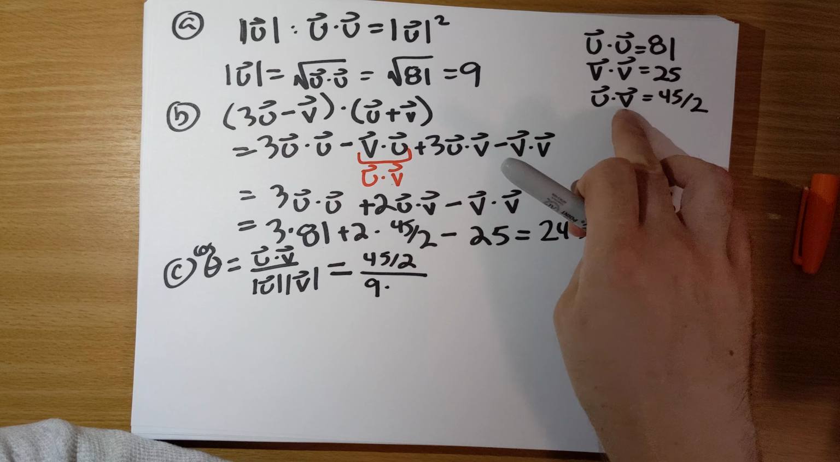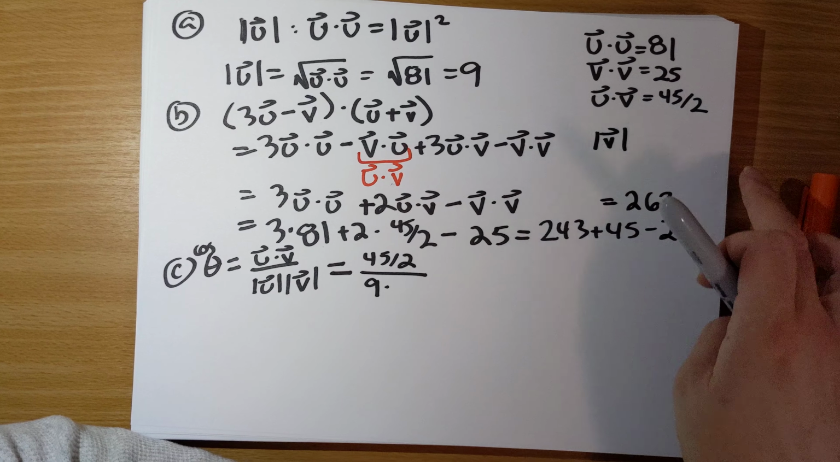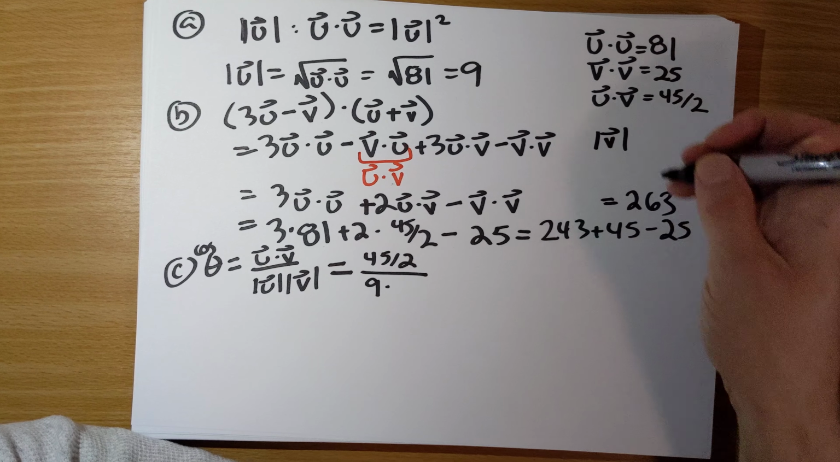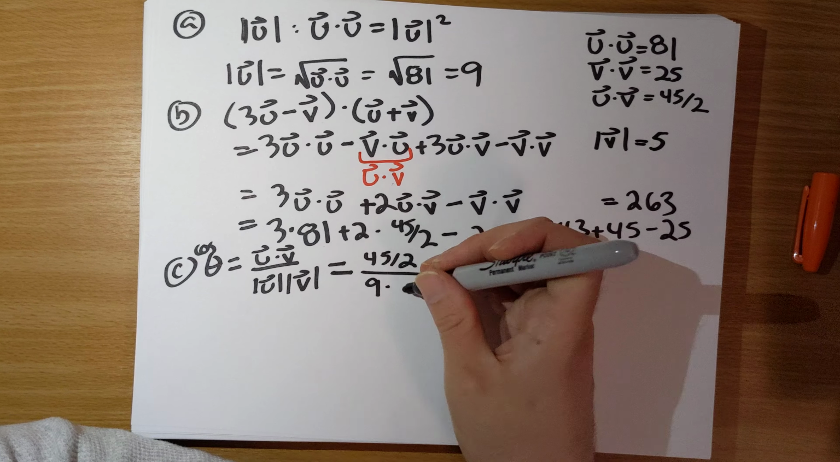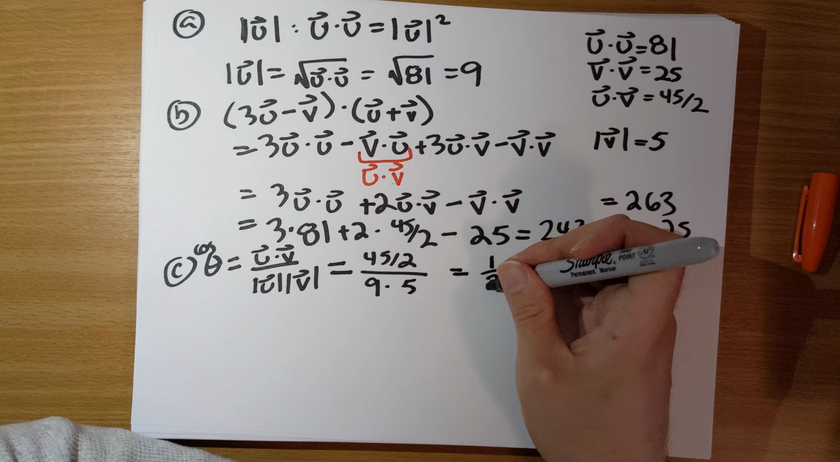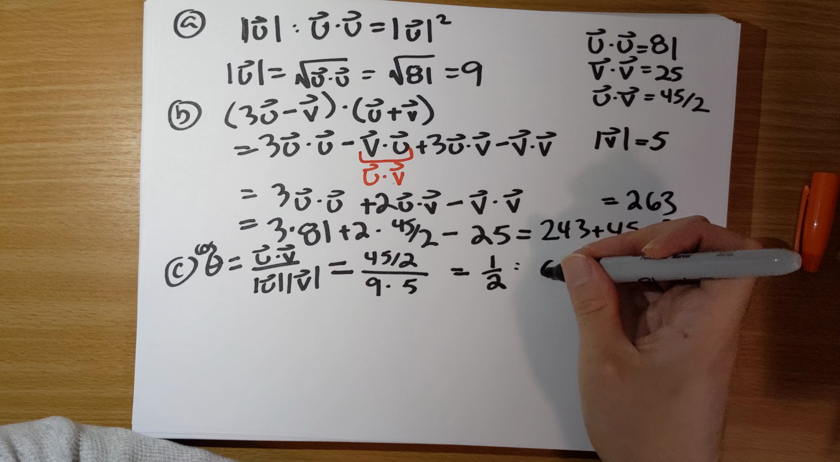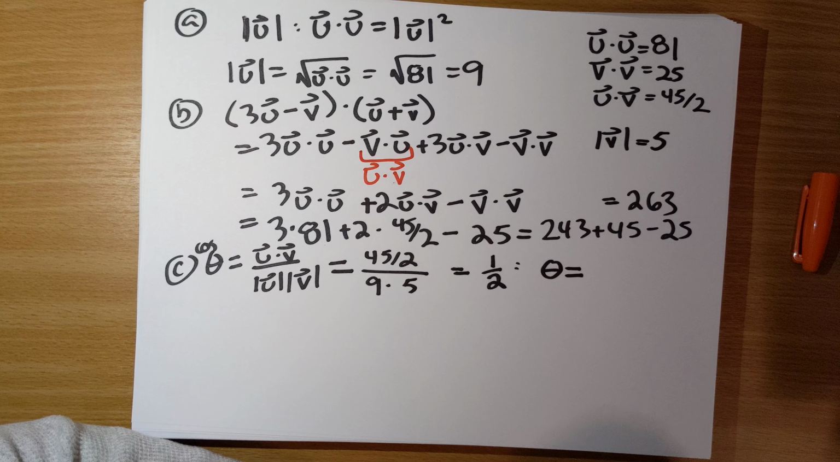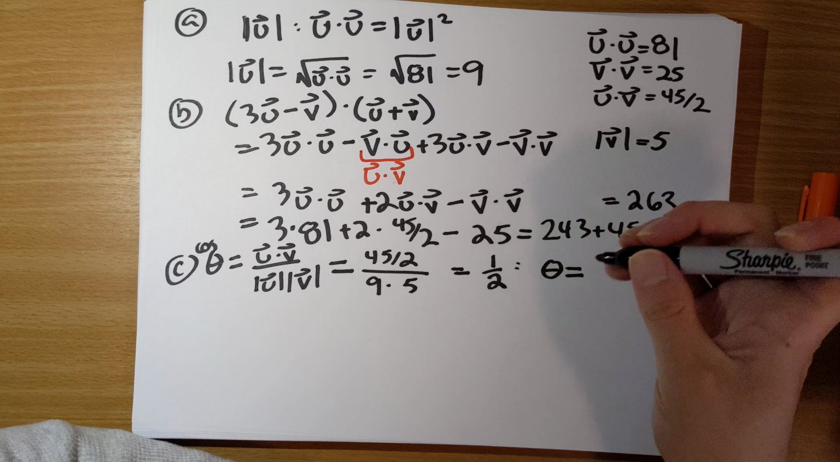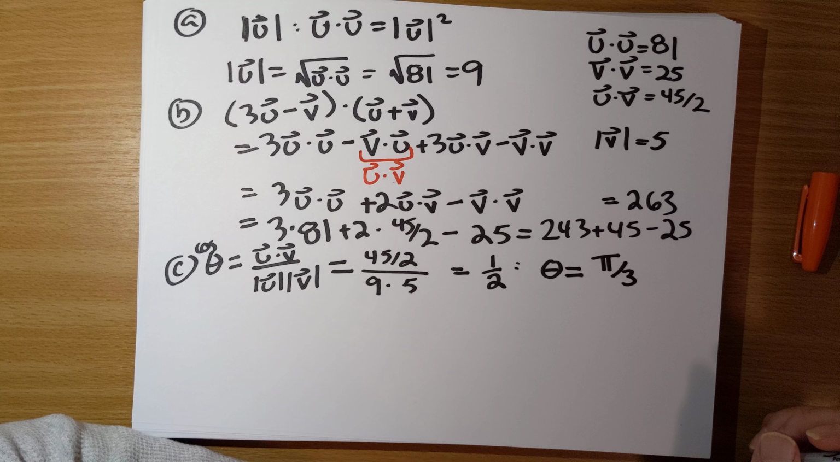The length of v, by the same argument that the length of u is the square root of 81, the length of v is the square root of 25. So cosine theta here is 1/2. What does that tell us about theta? This is a case where we can determine theta exactly without having our answer involve inverse trigonometric functions. Theta is pi over 3.